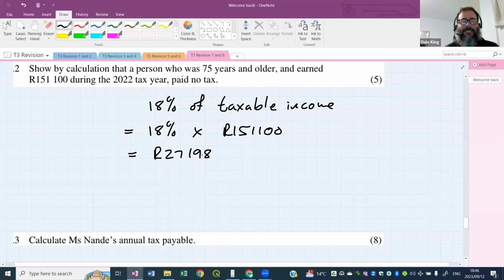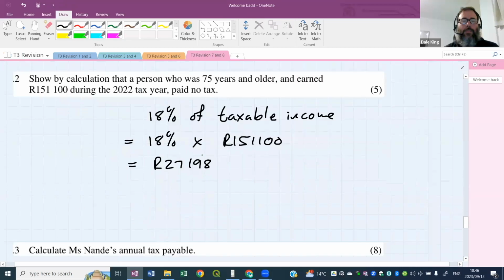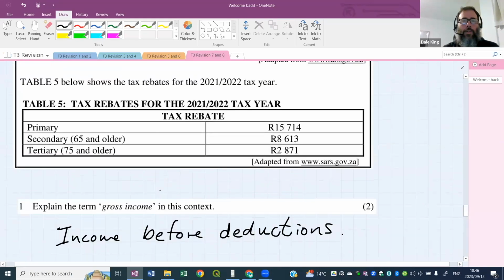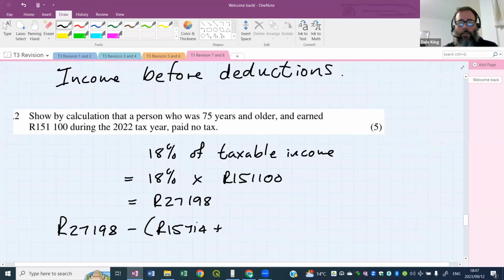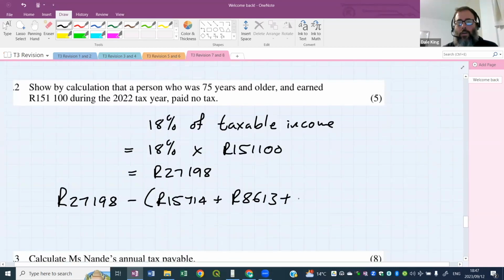So now you have to minus all the rebates because this person is above 75 years old. So they're going to minus all 3 rebates. Good. So I'm going to put the 3 rebates in there. 15,714, and the other one, which is 8613, and 2871. So this person gets all the rebates back.